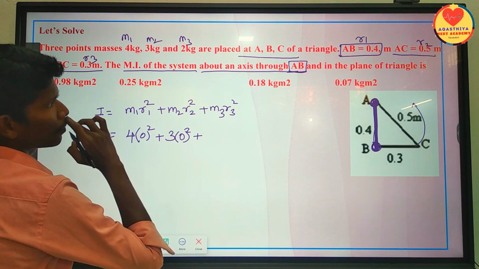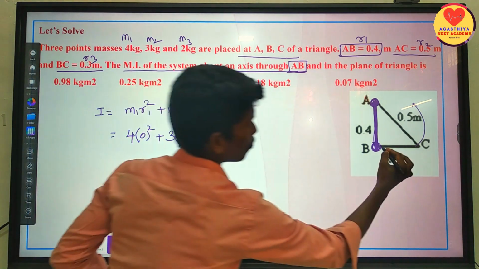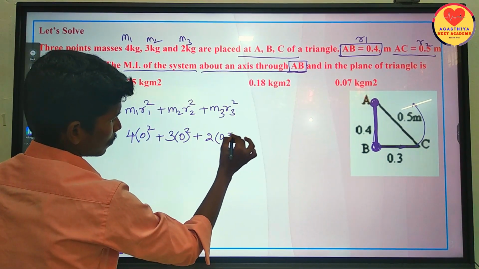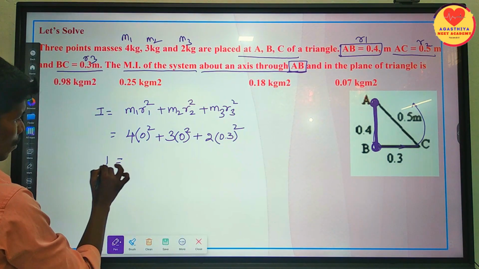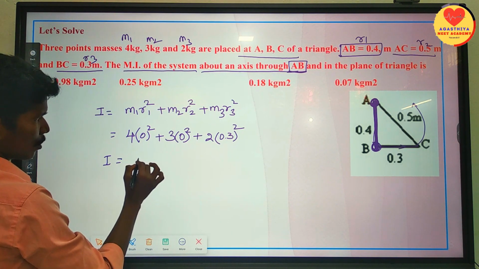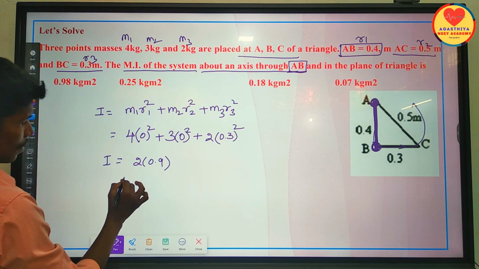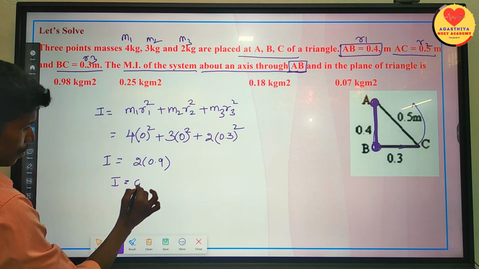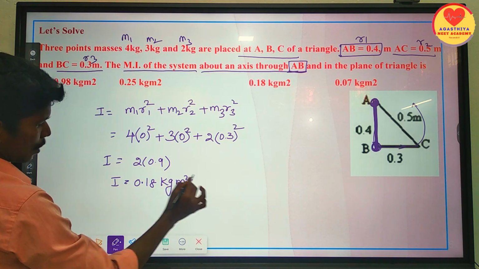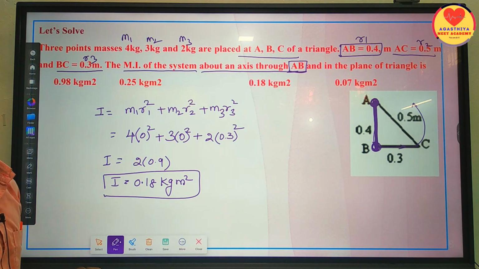Then the third mass, that is 2. Here it has a perpendicular distance, that is 0.3 the whole square. Now I equal to 0 plus 0 plus 2 into 0.3 the whole square, that is 0.9, so I equal to 0.18 kilogram meter square. That is the moment of inertia in the given situation.